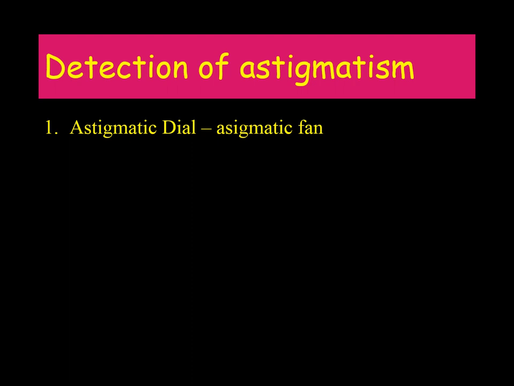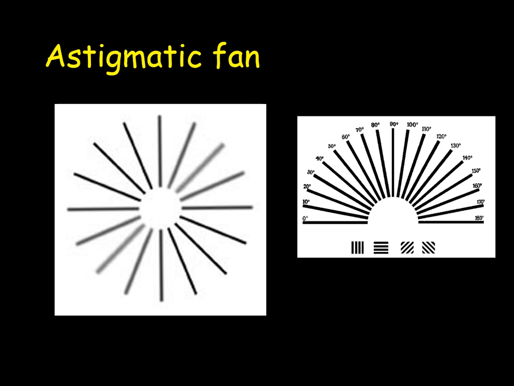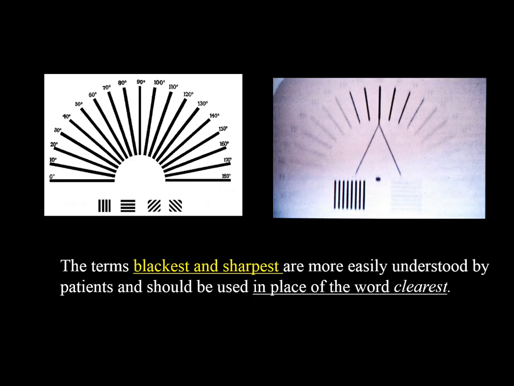How to diagnose astigmatism? We can diagnose it if we present the patient with an astigmatic dial or astigmatic fan. This is the shape of the fan. This is the dial. We ask the patient, do all the meridia, the lines, appear equally clear, or are some of the lines clear while others are blurred? If this is the case, then this patient is astigmatic. We ask the patient to check if there is a blackest and sharpest line. If he tells us yes, we have a sharp black line compared to the rest, then this is the meridian of the astigmatism. How is that?